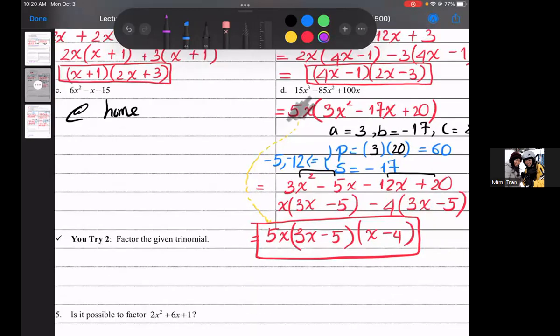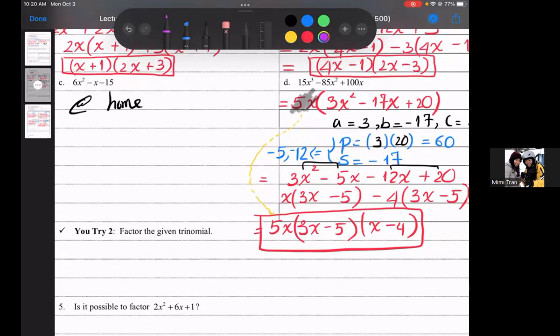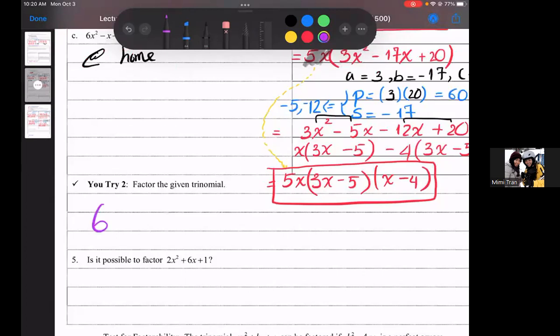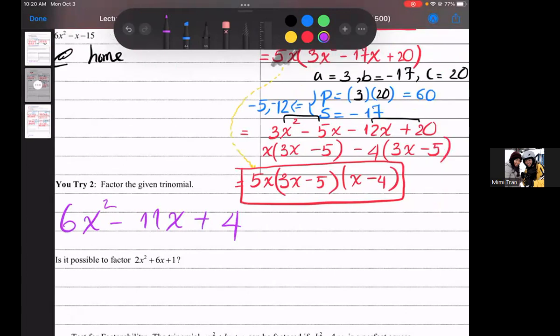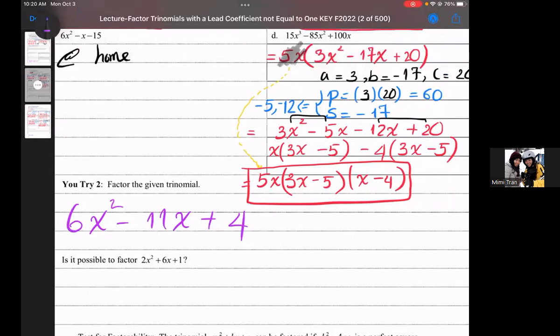You try 2. 6x squared minus 11x plus 4. There's no GCF, so go ahead and factor right away.